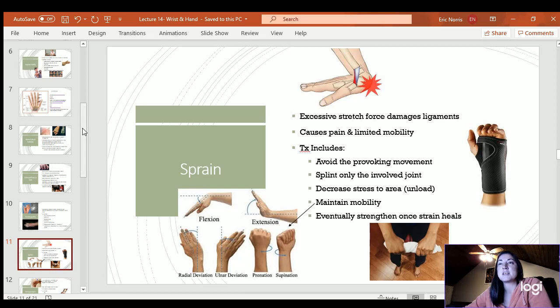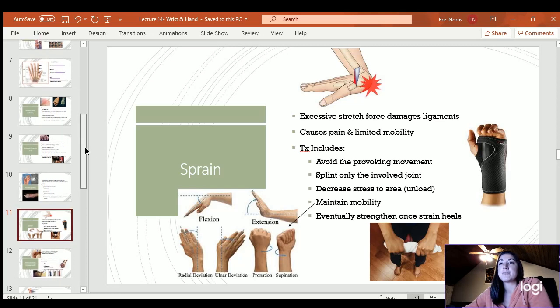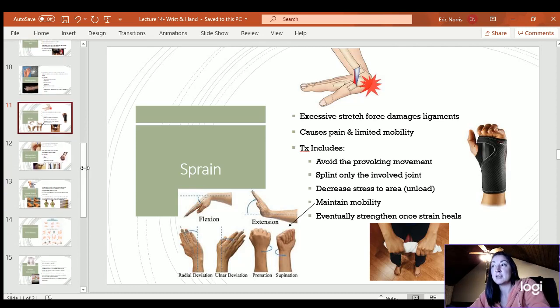Okay, so for a sprain, you could sprain ligaments in your hand just like you could sprain an ankle or another part of your body. So it's excessive stretch or force that damages the ligament. It can cause pain. It can decrease your motion. But to treat it, we typically try to avoid whatever is causing that strain, that sprain. They may need a splint just to support the area while it's healing and get it kind of also in good alignment while it's healing.